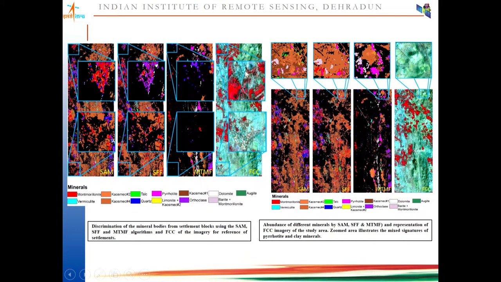Now you see over here, this is your FCC. In this FCC, if something is appearing in a particular class, at least it should belong to that class. But what is happening is that the other algorithms are either not able to classify the mineral, or we have found that they are over classifying the classes. But we found that the MTMF, the mixed tuned matched filtering algorithm, has an accuracy of almost more than 80-85%, and it is giving us close to reality results.